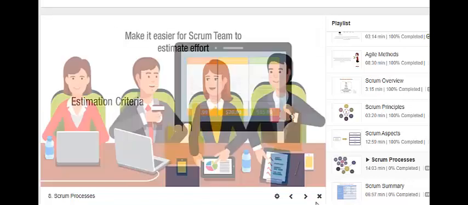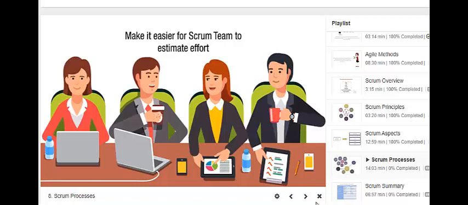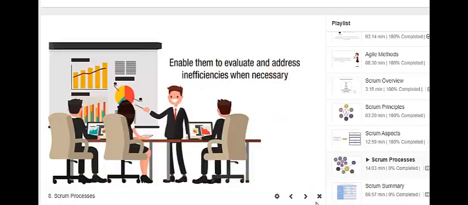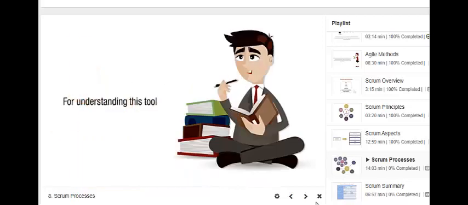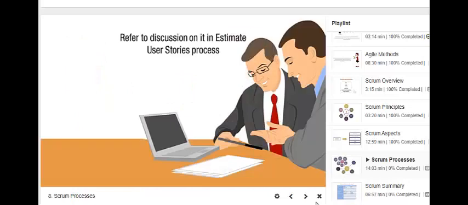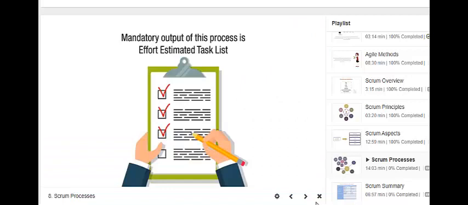Estimation criteria make it easier for the Scrum team to estimate effort and enable them to evaluate and address inefficiencies when necessary. The last mandatory tool is estimation methods. For a good understanding of this tool, please refer to the discussion on it in the Estimate User Stories process. The mandatory output of this process is Effort Estimated Task List.